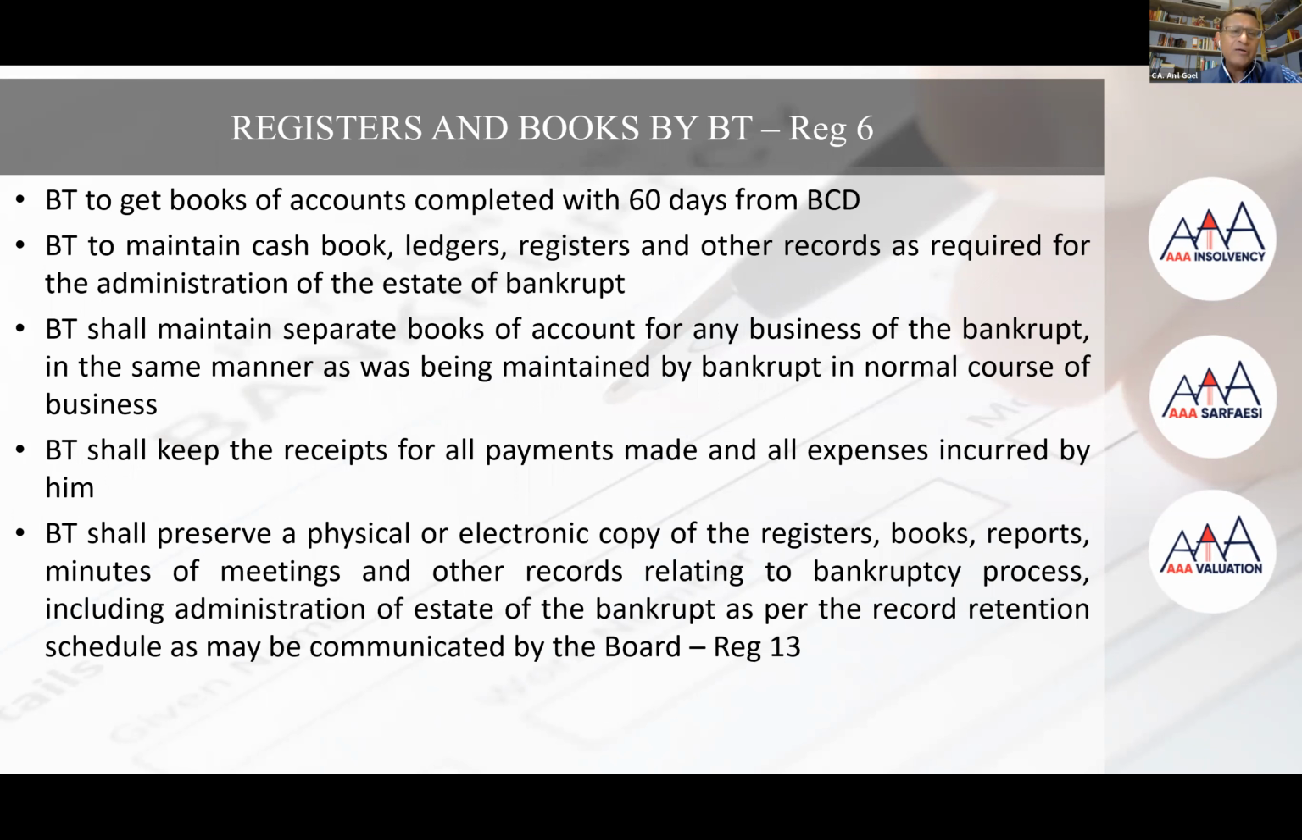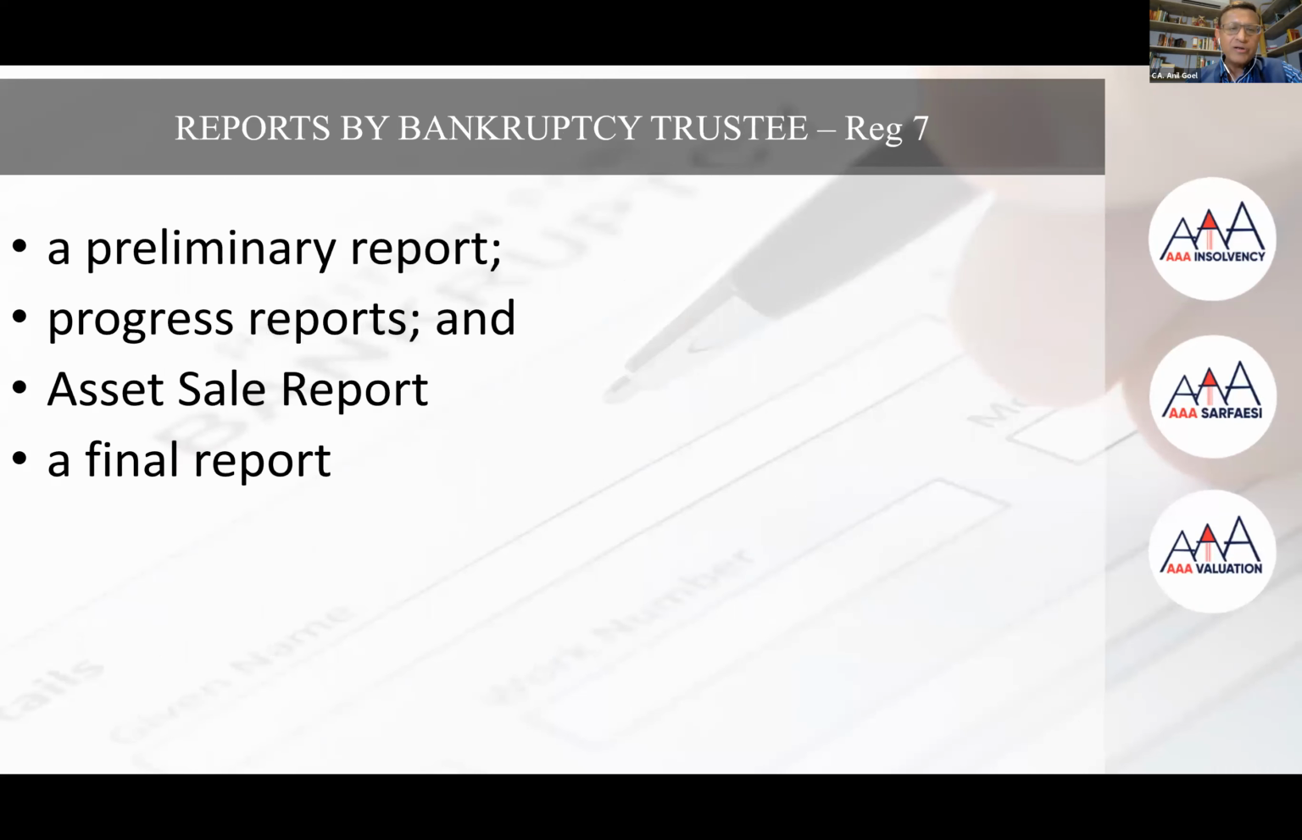So there are many books and registers which are required to be maintained by the BT. The BT has to get the books of account completed within 60 days from the bankruptcy commencement date: cash book, ledger, registers. It shall maintain separate books of account for any business that the bankrupt is running. And the BT shall keep receipts for all payments. The BT shall preserve a physical copy of all the registered books, reports, and minutes of the meetings. Everything is required to be maintained.